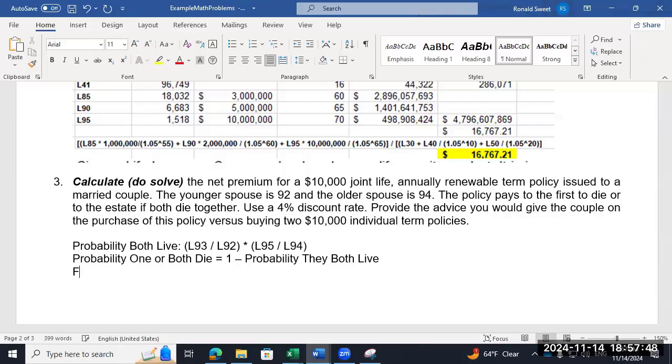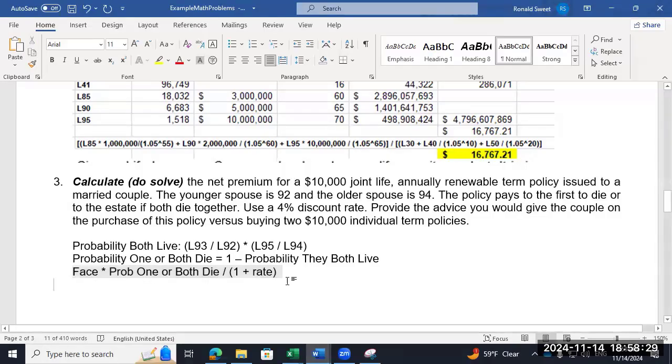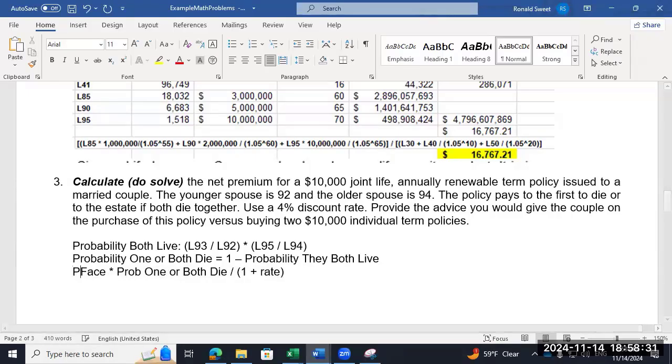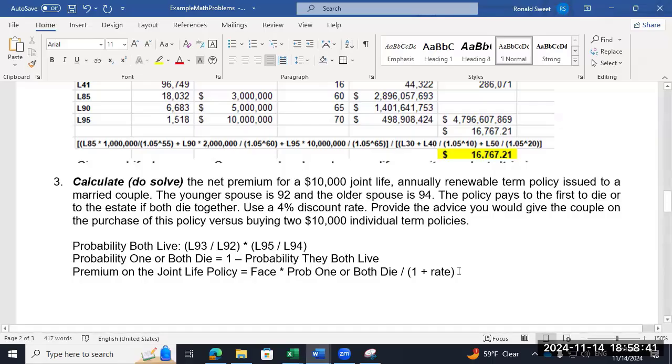So then you take the face of the policy times the probability one or both die divided by 1 plus the rate. That's really all you got to do. Pretty simple formula once you get it set up. So this is the premium from the joint life policy equals that. The face of the policy here is $10,000. The probability that one or both die is this right here.